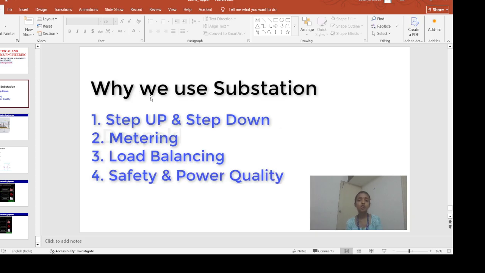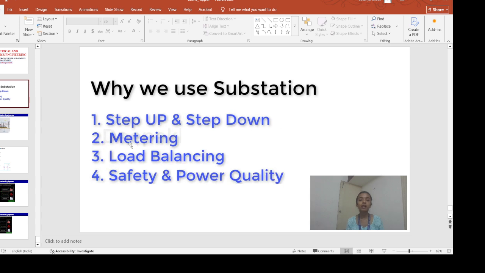So the main function of the substation is step up and step down. If we need to increase the voltage, that can be done using the step up transformer, and if we need to reduce the voltage, that needs to be done using the step down transformer. These step up and step down transformers are located in the substation only. The next function of the substation is metering.